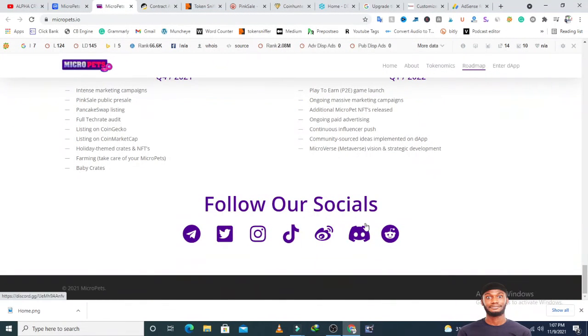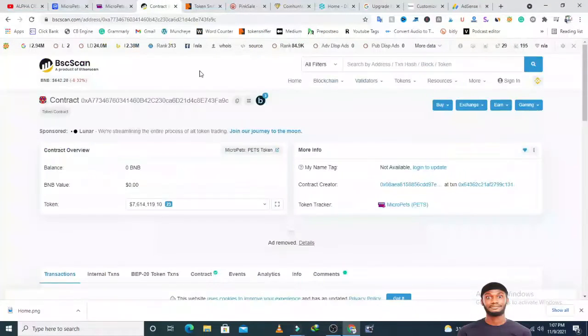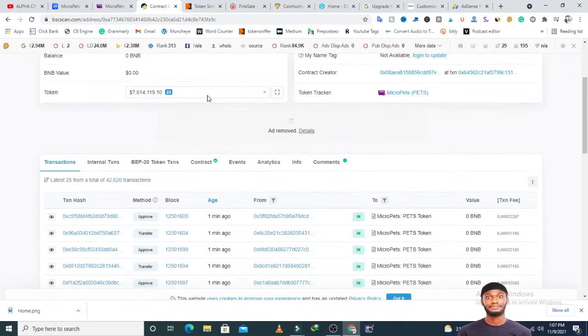The social media platforms are there. They are almost everywhere. Twitter, Instagram, TikTok. Which platform is this? What's the name of this platform? Discord. I think Reddit. So they are almost everywhere. It shows they have a very good social media presence. Basically, I feel this project is not a scam. Yeah, I find it very interesting anyway.